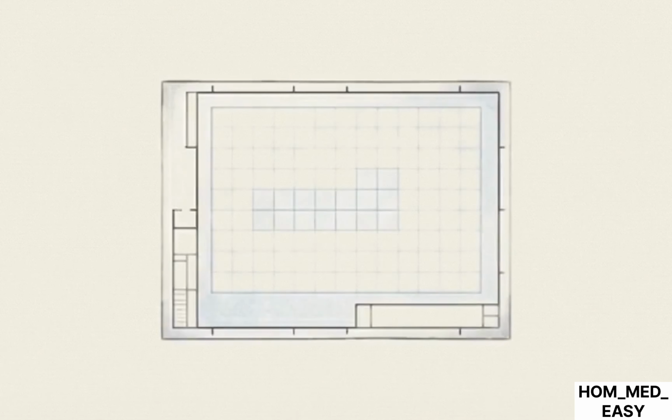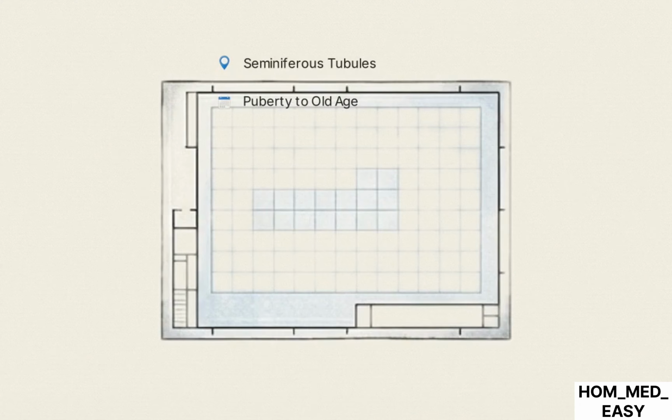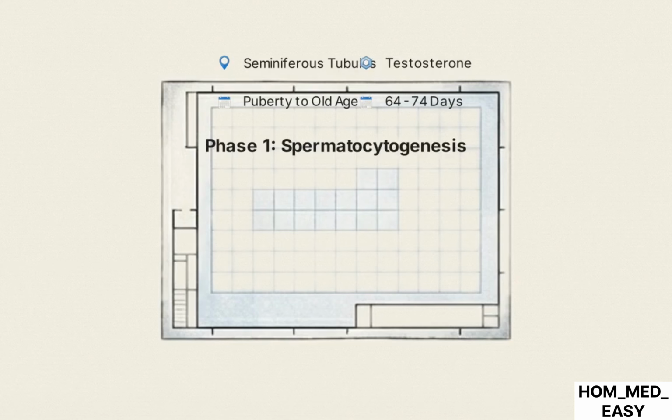At the very top of your page, write down your 4 foundational stats: location, the seminiferous tubules; timeline, puberty through old age; hormone, testosterone; and duration, 64 to 74 days. Now let's start phase 1, spermatocytogenesis.